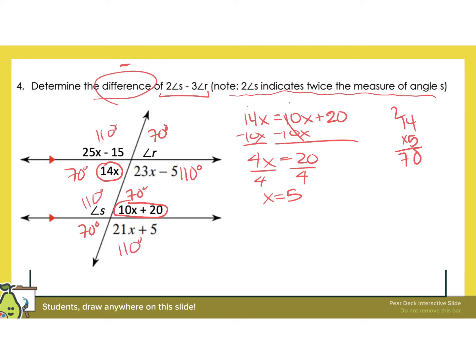Okay. So I need to figure out 2 times angle S. Angle S is 110. If I double that, it's 220 minus 3 times angle R. Angle R is 70. 70 times 3 is 210. So the difference is 10 degrees.